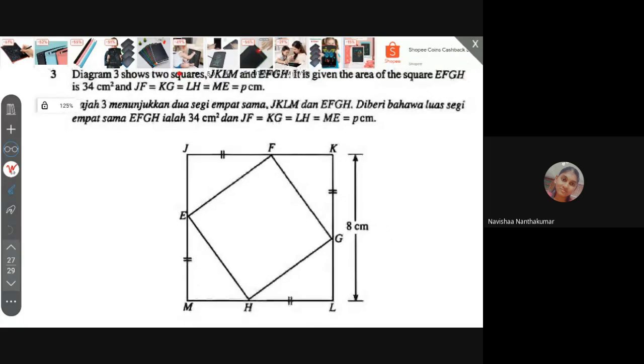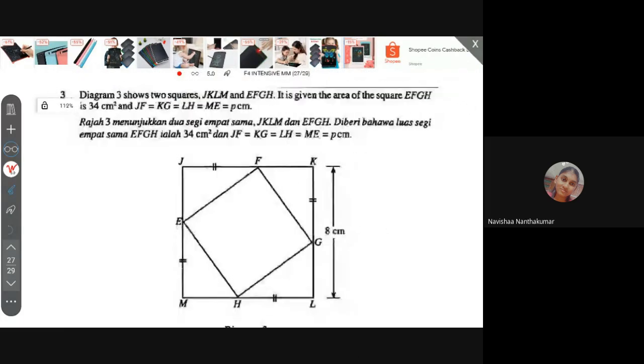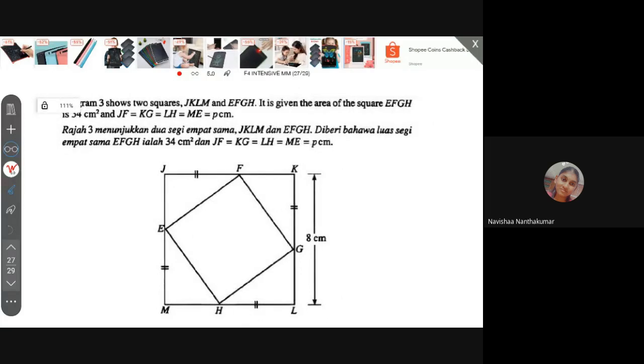We already reached our last question untuk intensif kita. Sangat pantas. Okay, very good. So now we just see the last question. Lepas tu kita dah tamat chapter 1 dah. Okay, so let's see. Area of square EFGH is 34 cm square. Okay, so yang ni adalah 34 cm square.